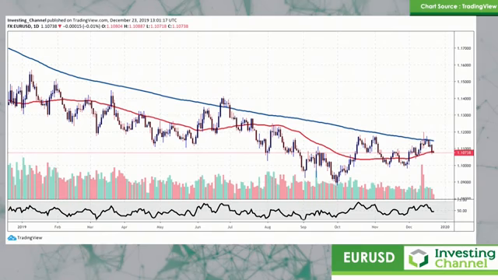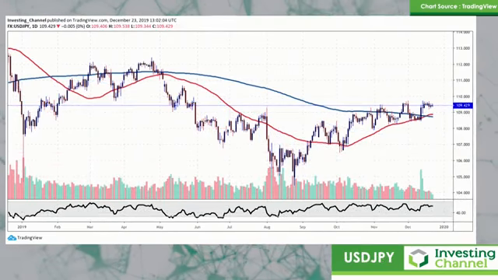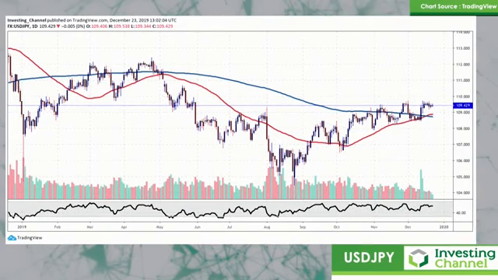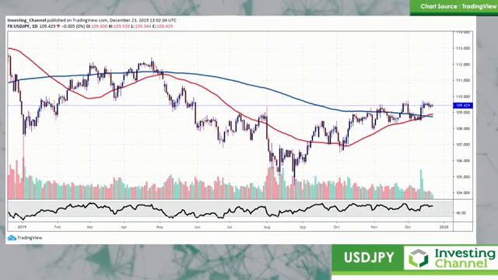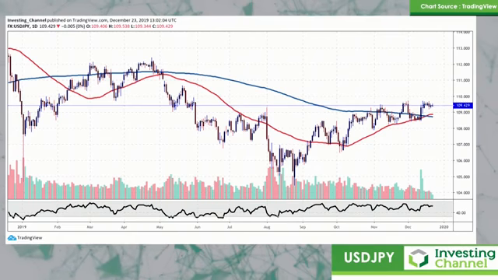Let's move to dollar yen. Looks like an ascending triangle to me. Quite interesting. We've got key resistance around this area. As I always say, technical analysis is not an exact science. Around this 109, 110 area.